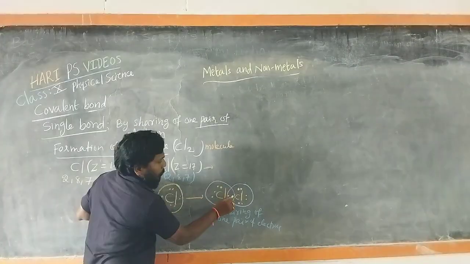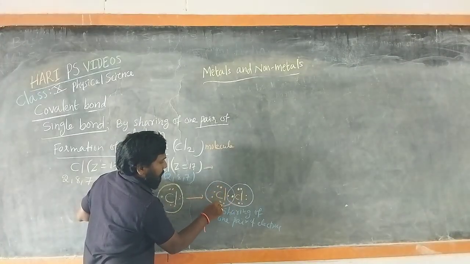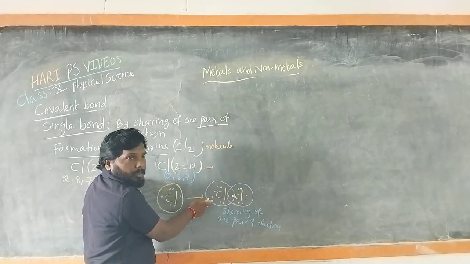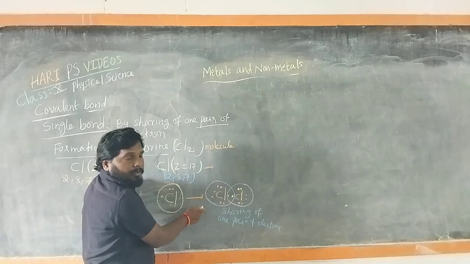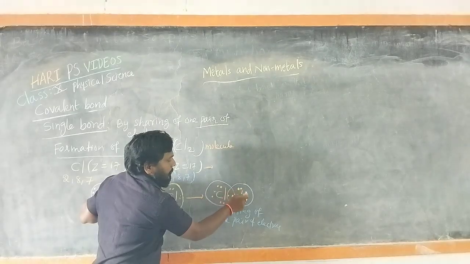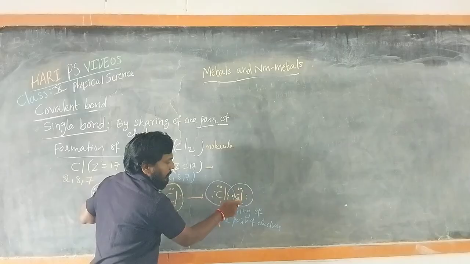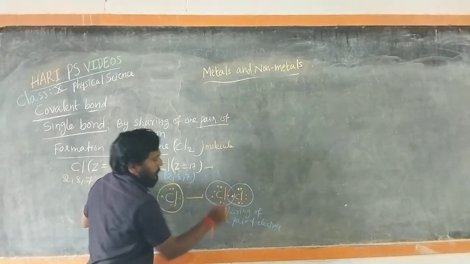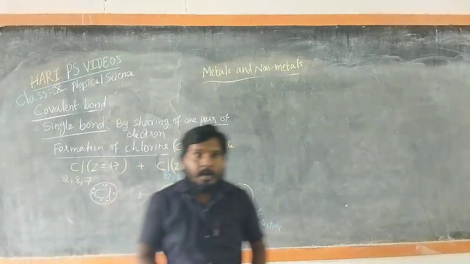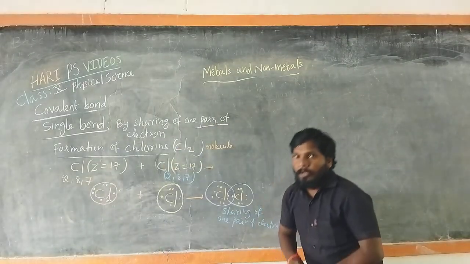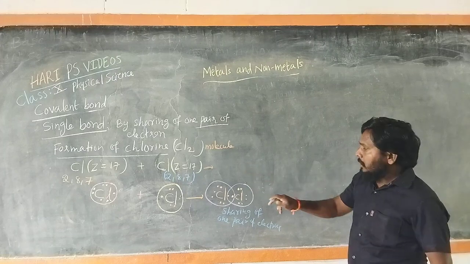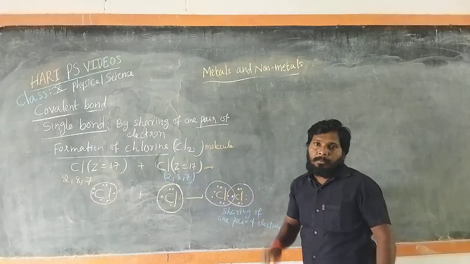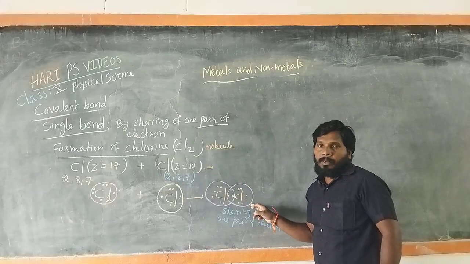So count 1, 2, 3, 4, 5, 6, 7, 8. This chlorine atom acquired noble gas electronic configuration. So 1, 2, 3, 4, 5, 6, 7, 8. This chlorine atom also acquired noble gas electronic configuration. So by sharing the electron, this chlorine atom gets stability, this chlorine atom also gets stability.